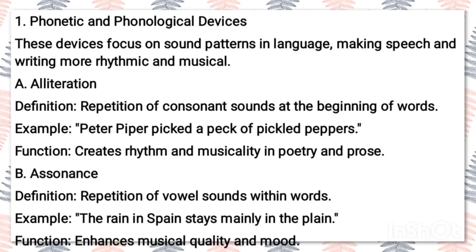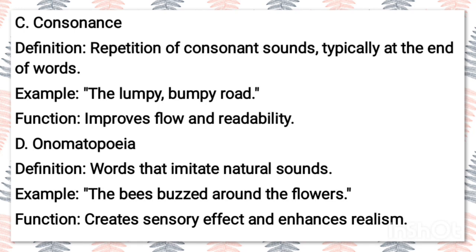Next one is assonance. It means repetition of vowel sounds within words. For example, the rain in Spain stays mainly in the plain. Its function: assonance adds to the musicality of a piece, enhancing the mood or emotional tone. Consonance means repetition of consonant sounds, typically at the end of words. For example, the lumpy, bumpy road. Consonance adds flow and rhythm, improving the readability of a sentence or verse.